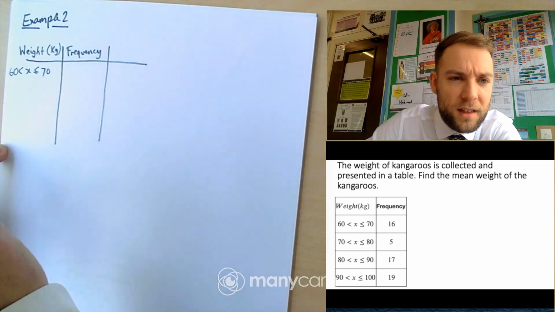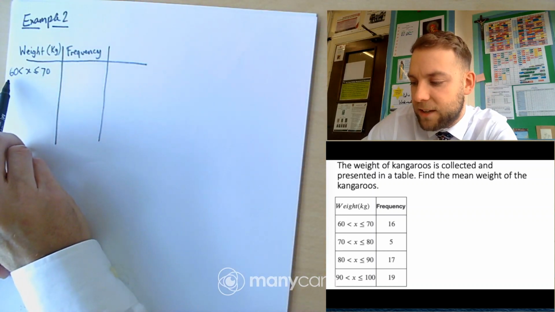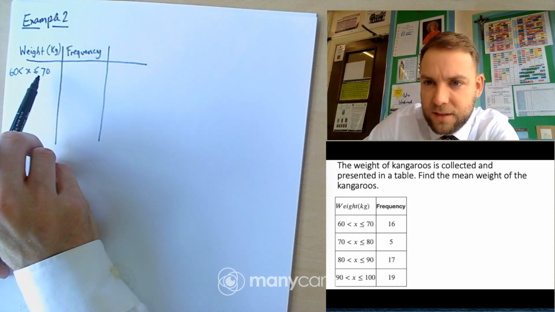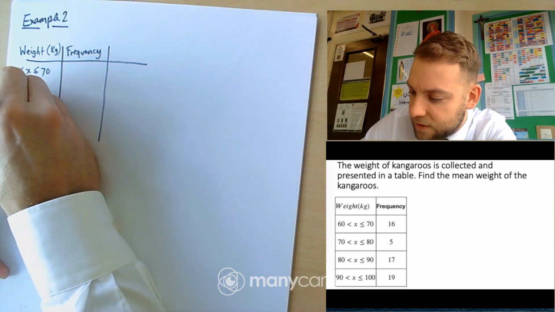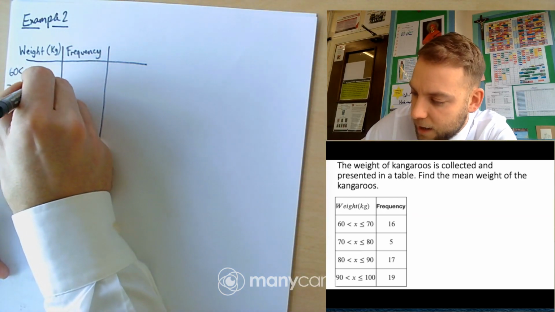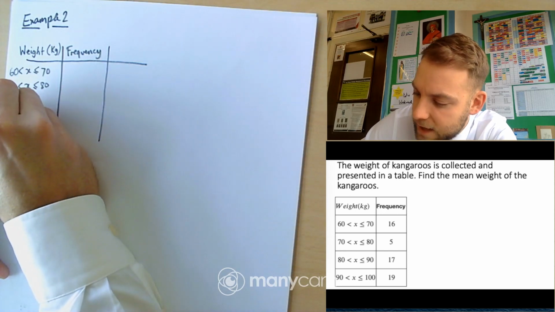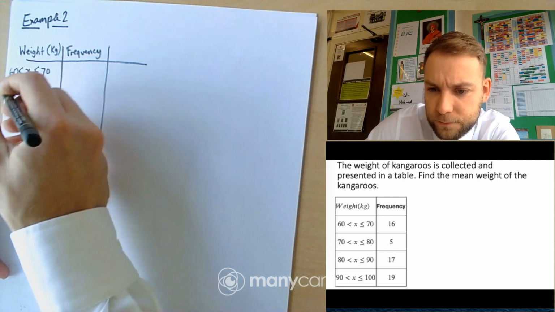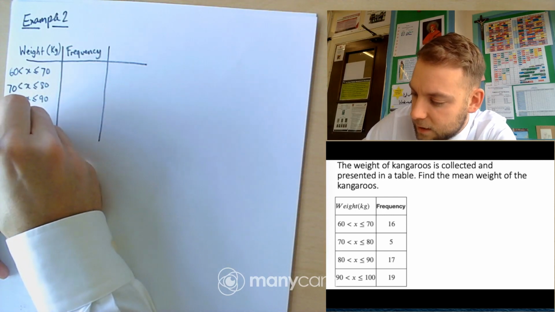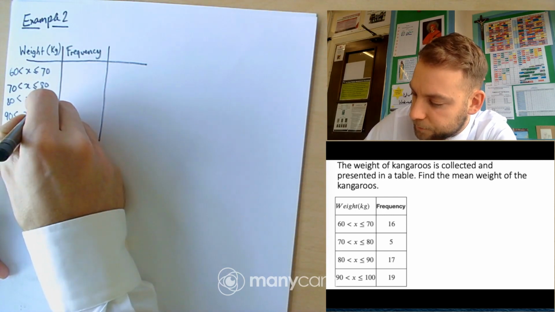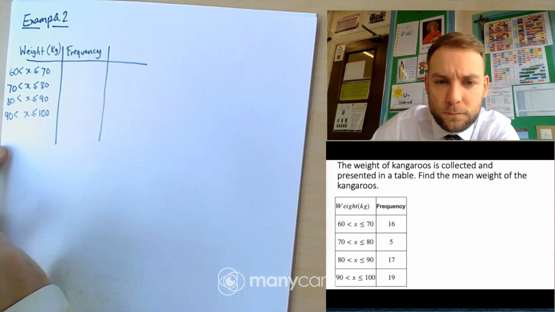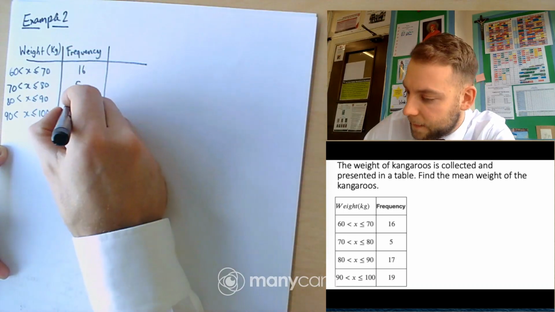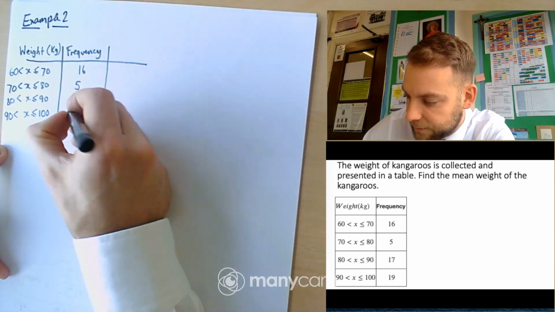It's worth mentioning at this point, this means that the weight of a kangaroo is between 60 and 70, not including 60 but including 70. We also have 70 to 80, 80 to 90, and 90 to 100. We've got our frequencies, 16, 5, 17, and 19.